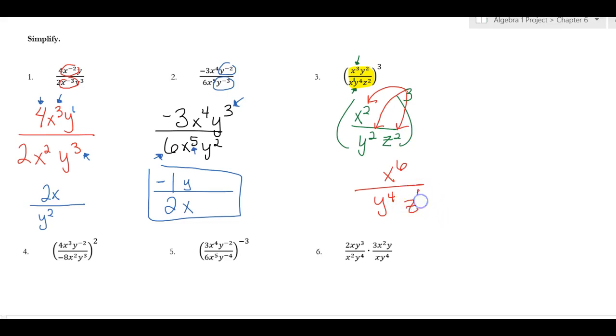So by reducing it, it makes it a little easier before you distribute that exponent to exponent.